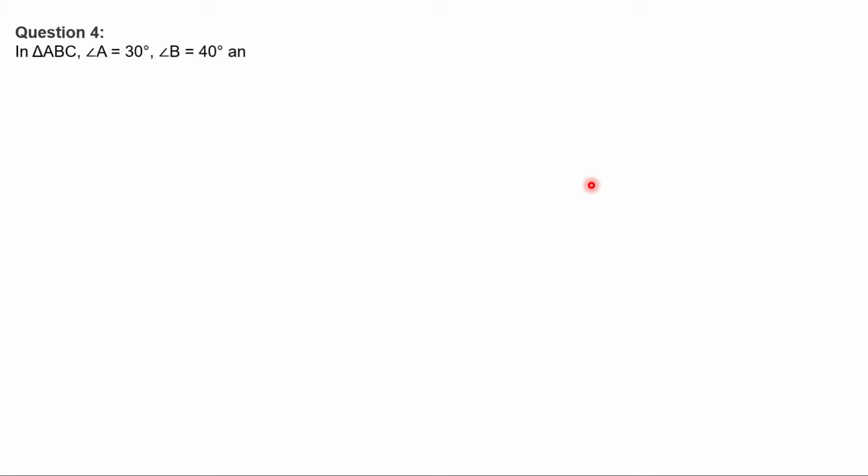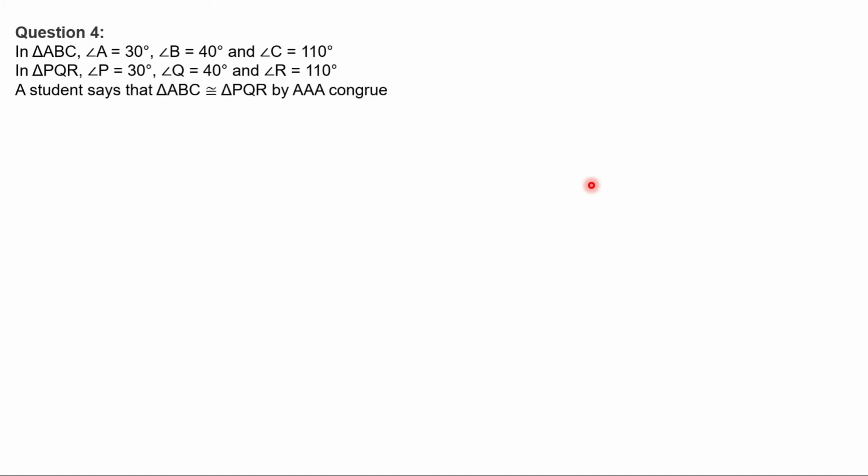In question number 4, it is given that in triangle ABC, angle A equals 30 degrees, B equals 40, C equals 110. In triangle PQR, angle P is 30 degrees, Q is 40 degrees, and angle R is 110 degrees. A student says that triangle ABC is congruent to triangle PQR by the AAA angle congruency criteria. So we need to justify: is it true? Why or why not?